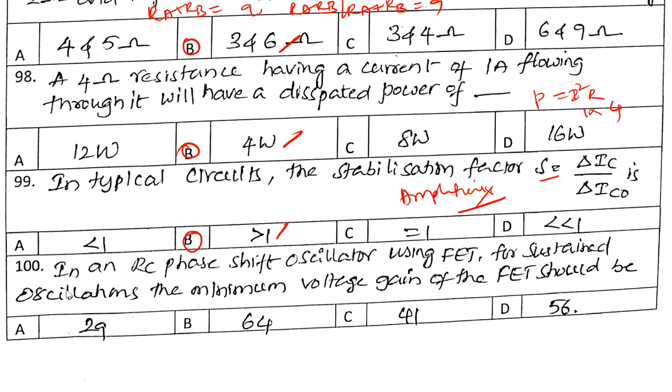And next one, the last question for this session. In an RC phase shift oscillator using a field effect transistor for sustained oscillations, the minimum voltage gain of the FET should be? I will repeat the question here. In an RC phase shift oscillator using FET for sustained oscillations, the minimum voltage gain of the FET should be. The options are 29, 64, 41, 56. The correct answer for this question is 29.